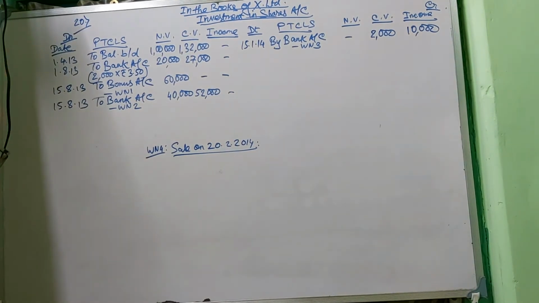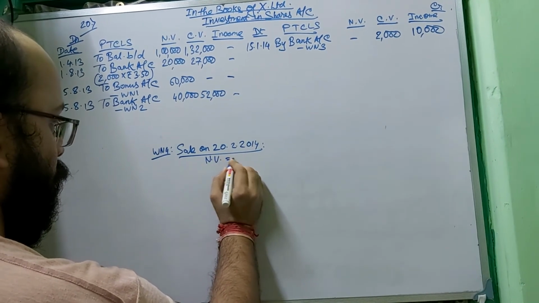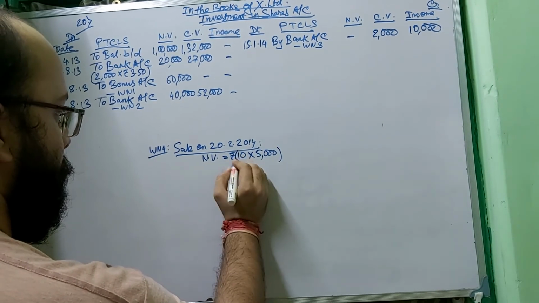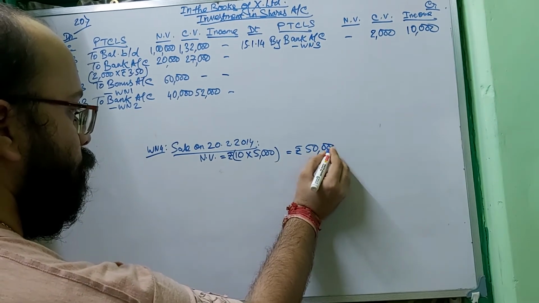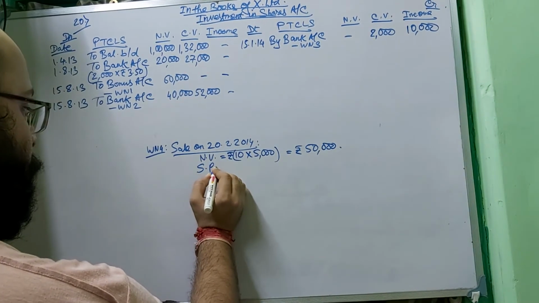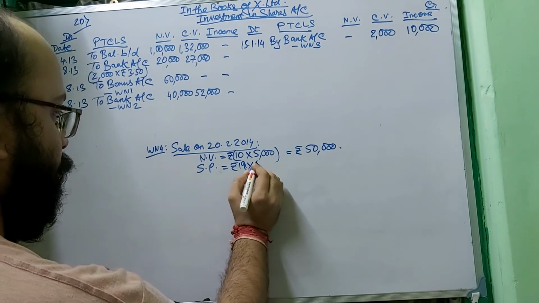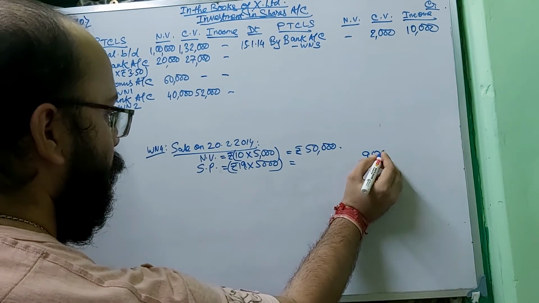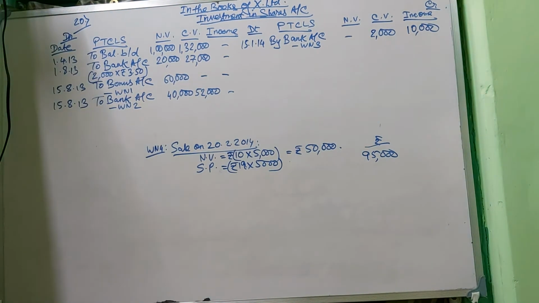So the nominal value is obviously 5,000 shares being sold at rupees 10 each. Nominal value is 10 into 5,000 shares. It is coming to rupees 50,000. Okay. Selling price is 19, so SP is rupees 19 into 5,000 shares. It is coming to rupees 95,000, right?